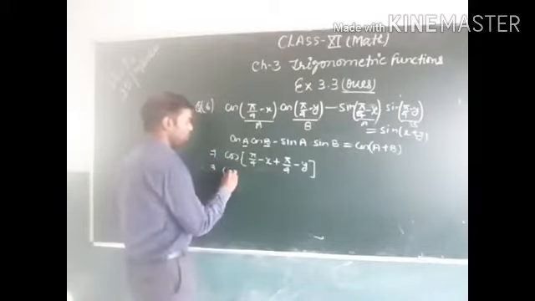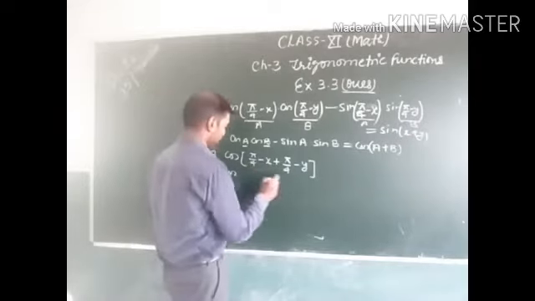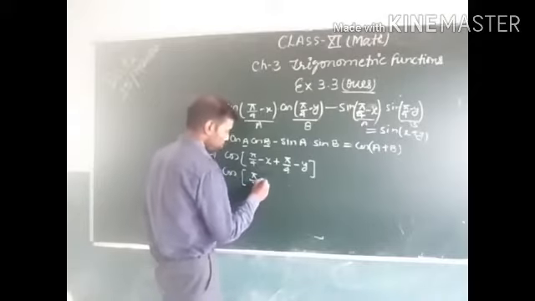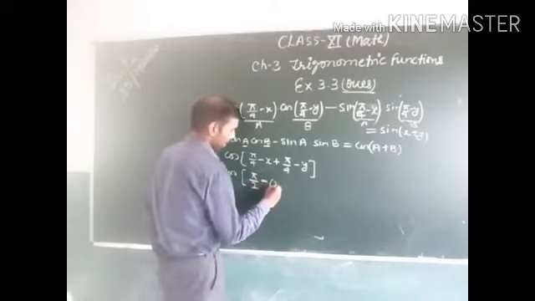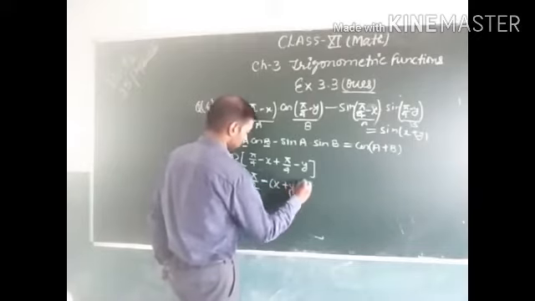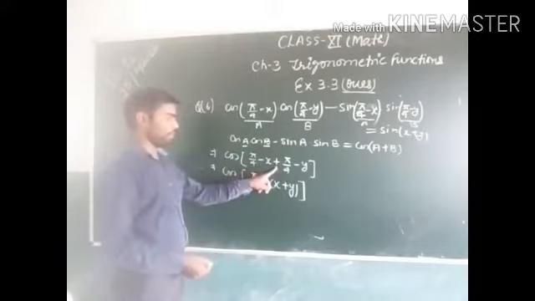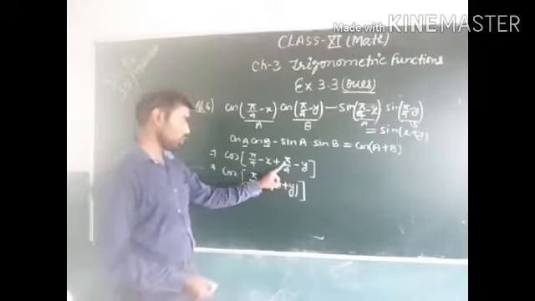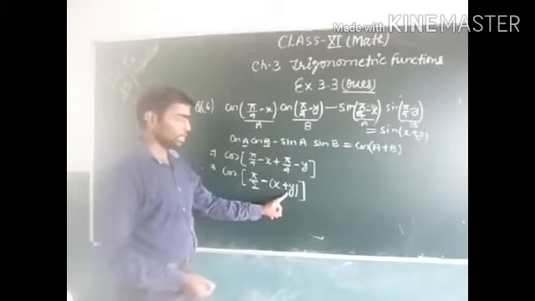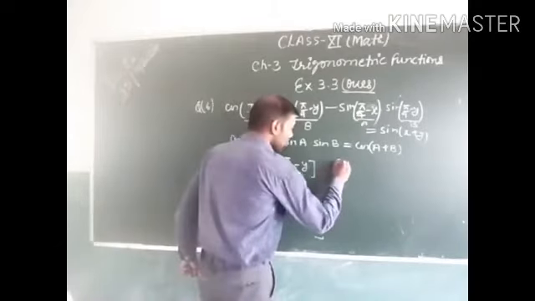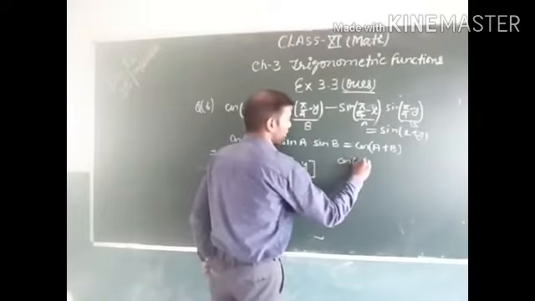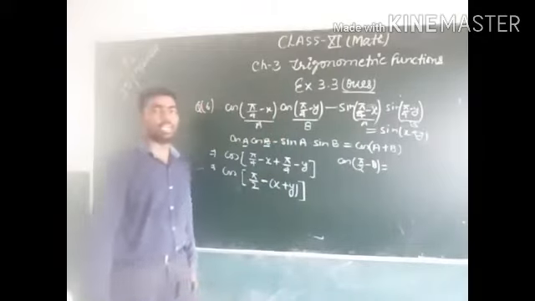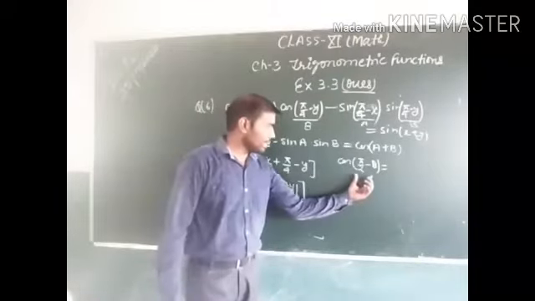Further proceed. Cos of pi by 4 plus pi by 4, it means pi by 2. And this is minus x and this is minus y. So take minus common, then x plus y. Pi by 4 plus pi by 4 is equal to pi by 2, and we take minus common, then x plus y. Now what is the value of cos (pi by 2 minus theta)? So first of all, we identify the quadrant.